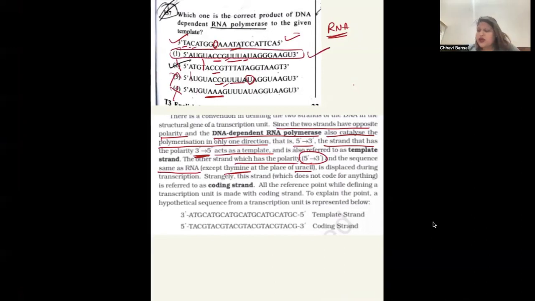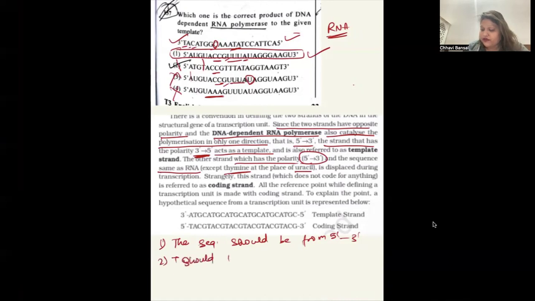Okay. So what are the rules? First, the sequence should be from 5' to 3' first. Second, T should be replaced by U in the RNA strand. Means if I do the base pairing of this sequence and make it in the form of ACGT, then that sequence is correct. It's just that you have to replace the T with U. So these are the methods by which you can eliminate the options.